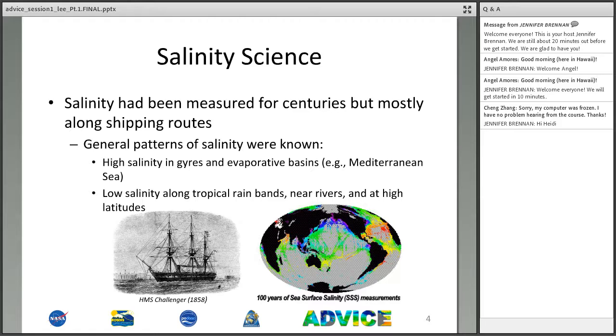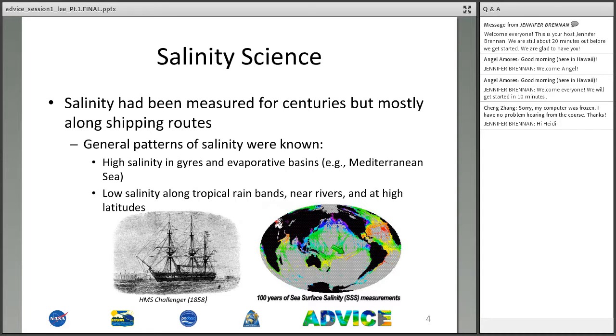And in high latitude oceans, where you have river input and sea ice melt, it generally has lower salinity. And the same thing is true in the tropics, in the tropical rain band and near river outflow areas, and you will see generally lower salinity than in the subtropical area.